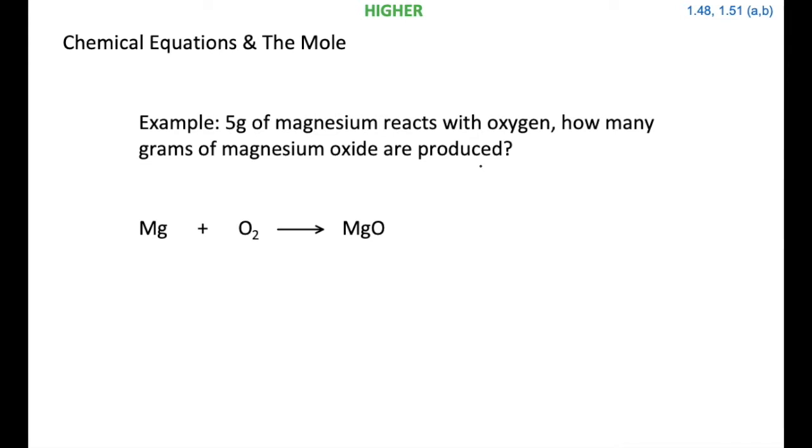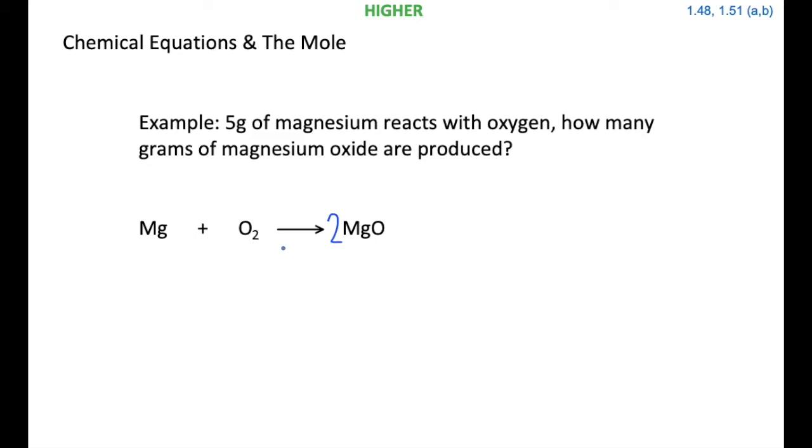Now the first thing we need to do is balance this equation, because it isn't balanced. We need to make sure that the numbers of each atom are the same on the left and right hand sides of the equation. And we can see that there are 2 oxygens on this left hand side due to the small 2 within its chemical formula, but there's only 1 oxygen on the right hand side. To balance this out, we put a 2 in front of the chemical formula of magnesium oxide on the right hand side, and now we have equal numbers of oxygen.